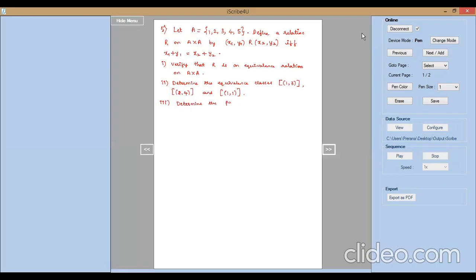And the third part of the problem is to determine the partition of A cross A induced by R.